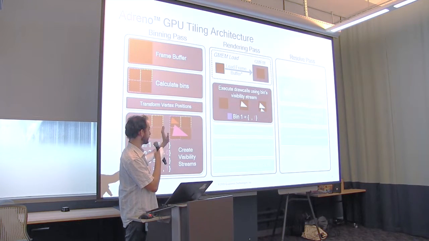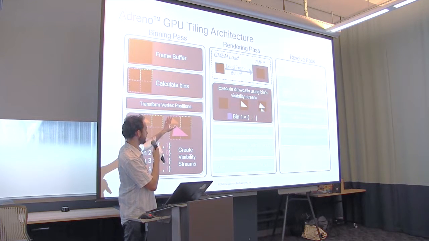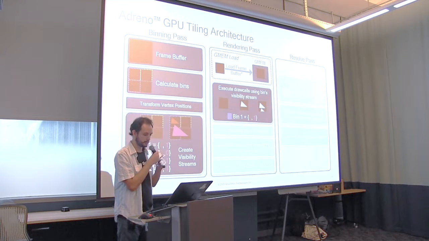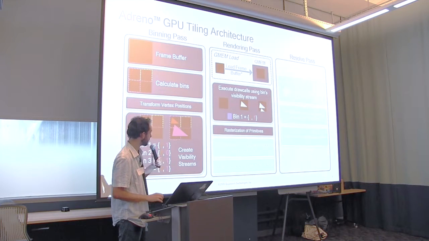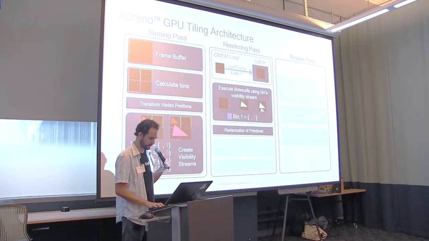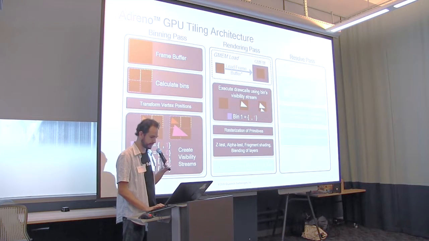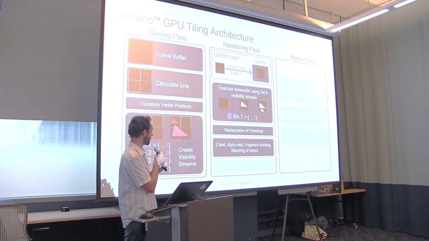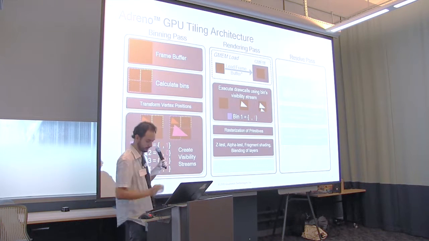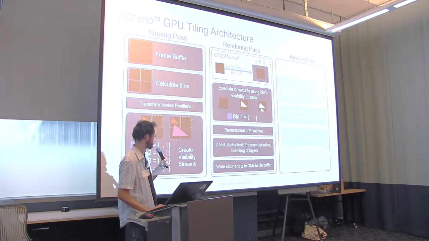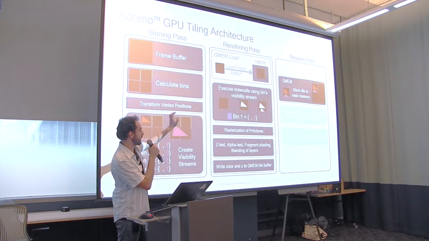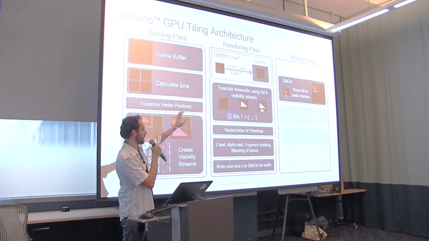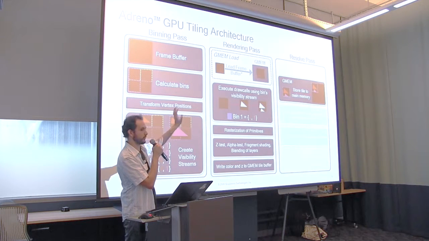So after that, for each one of these bins, we grab their visibility stream. We start rendering our primitives. It goes to the rasterization, which puts it in the screen coordinates, and then it calculates Z test, alpha test, fragment shading, blending, the layers. And basically, once we have the color, it writes it into the GMEM. Then once we have our tile rendered, it gets stored back into the main memory. And that is what is called a GMEM store.